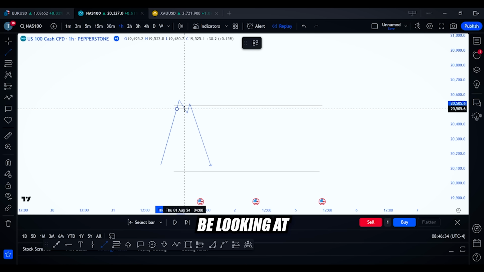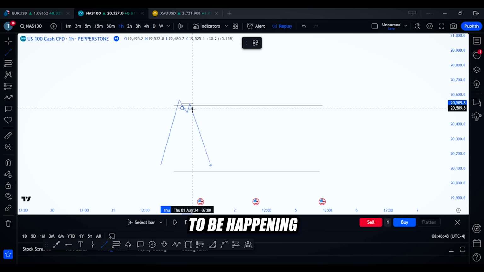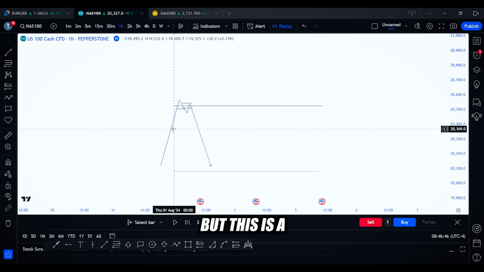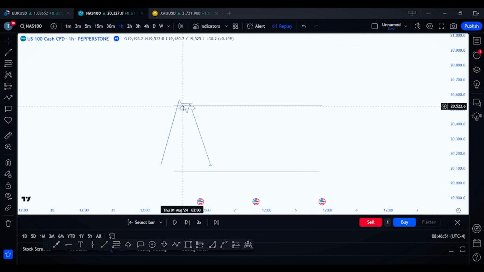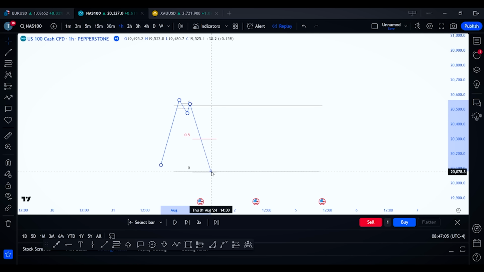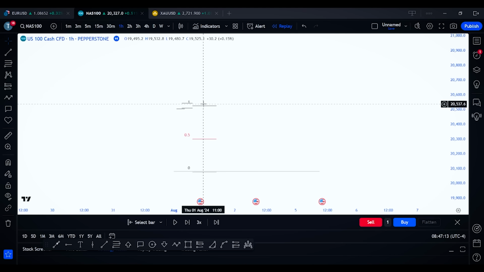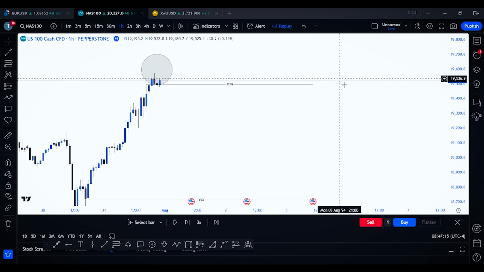So right there, you're going to be looking at a market structure shift and your imbalance right there. That's going to be happening right there. Excuse the drawings, but this is a simple example. So yeah, market structure shift is going to happen right there. Then your entry is going to be in the imbalance or the fair value gap right there. Then you target using the Fibonacci tool, which is your 50% right here. You're going to target here, or you're going to take it lower to the previous day low and target that low right there. So now let's actually get on the chart so you can actually see, right?